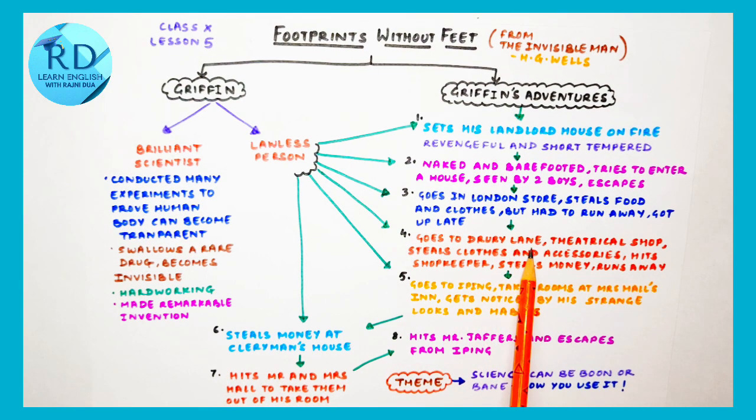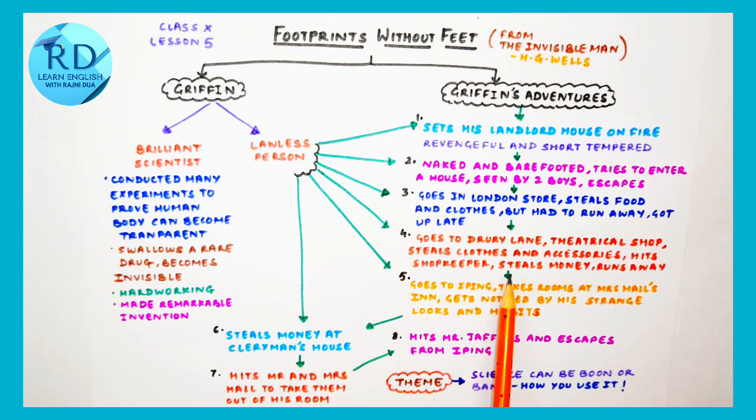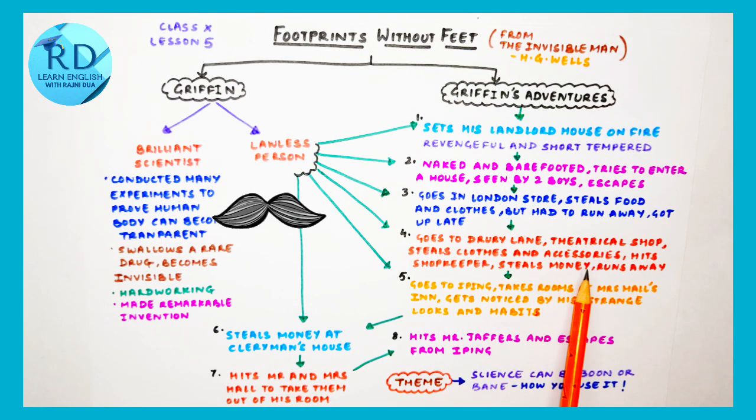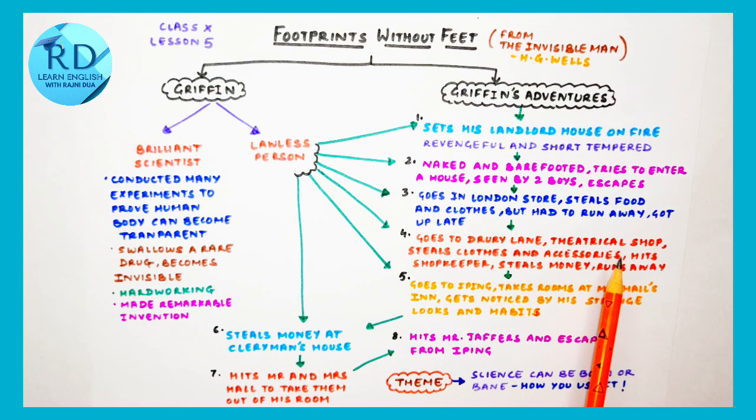After that, he realized he had to cover himself since he could not be naked all the time. So he went to Drury Lane. This was the center of the theatre world. There was a theatrical shop. He went inside without anyone noticing him. He stole clothes from there and other accessories like whiskers, goggles, hat, and bandages to cover his face. And after wearing everything, when he became visible, he hit the shopkeeper from behind. He stole money from him and ran away.